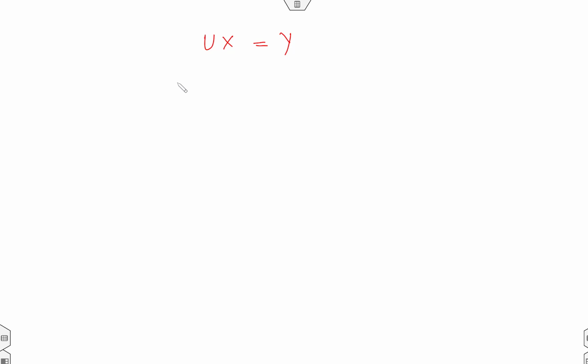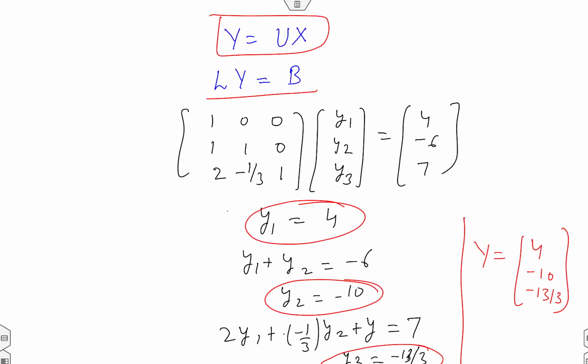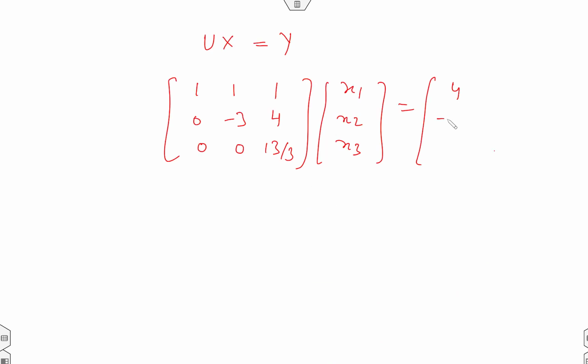U is the matrix we obtained after applying row operations: 1 1 1, 0 minus 3 4, and 0 0 13 upon 3, into x1 x2 x3 equal to y1 y2 y3. What are y1 y2 y3? We have already computed them in the previous slide: 4, minus 10, minus 13 upon 3.